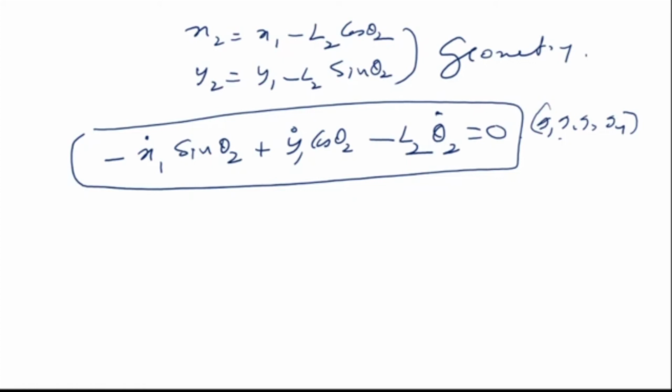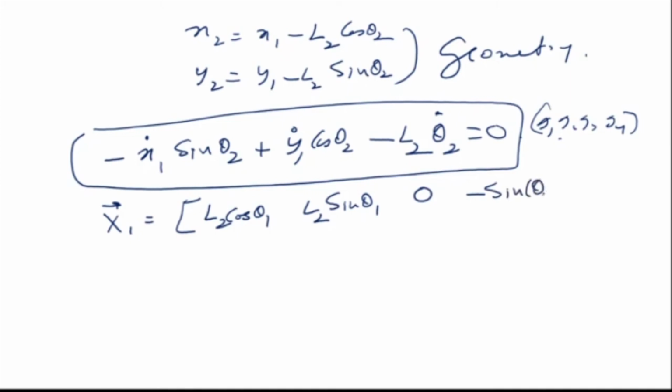Like in the previous case, if you remember, in the case of the unicycle, I wrote two vector fields. One was for going straight, which was cos and sine, and the other was 0, 0, 1. So here also I'm writing a vector field for going straight, which is x1. This is for going straight with unit velocity. This is one vector field: L2 cos theta 1, second one is L2 sine theta 1, third element is 0, fourth is minus sine theta 1 minus theta 2. So this is one vector field for going straight.